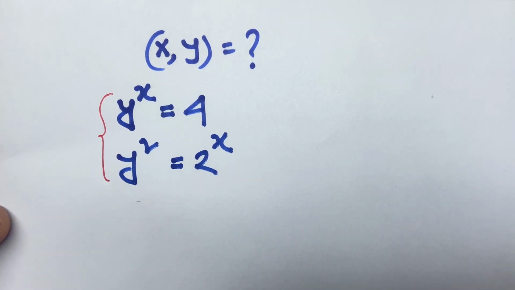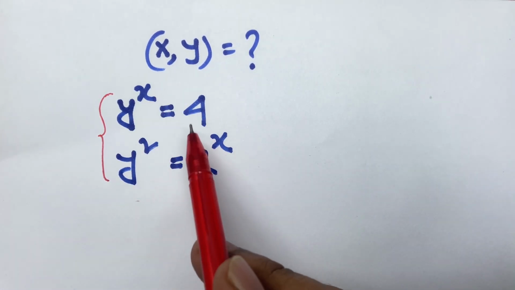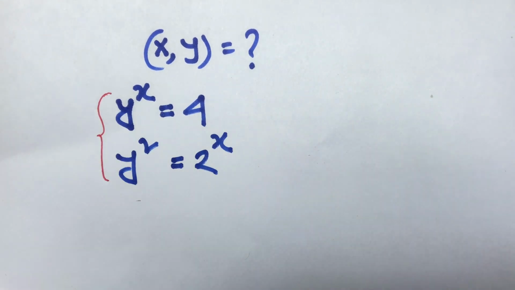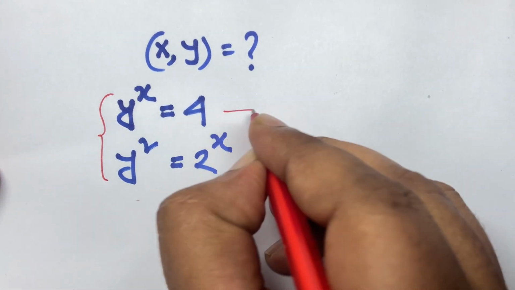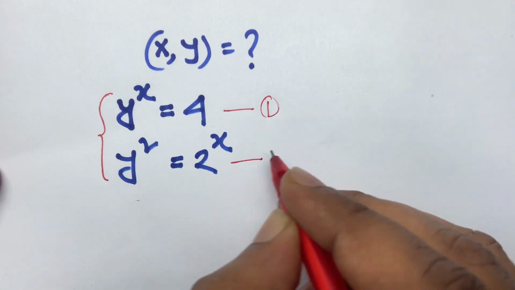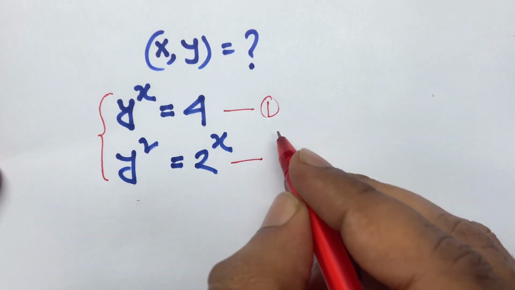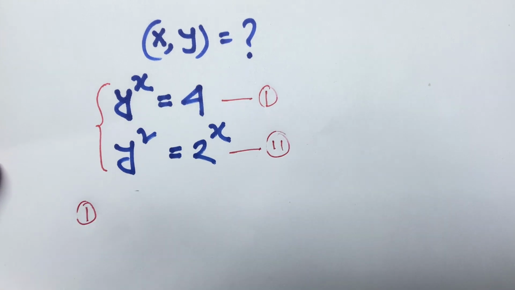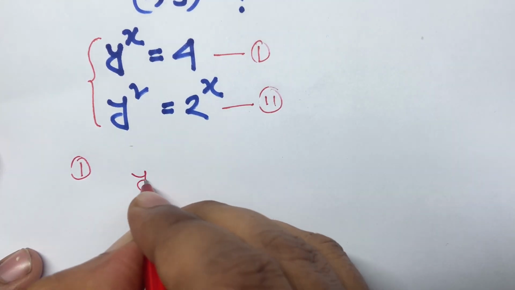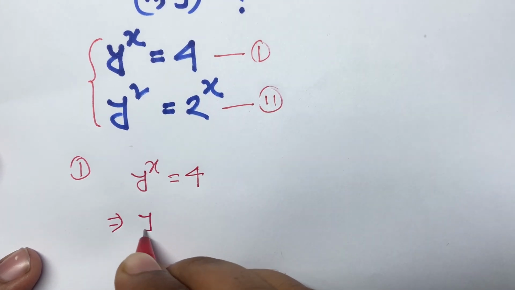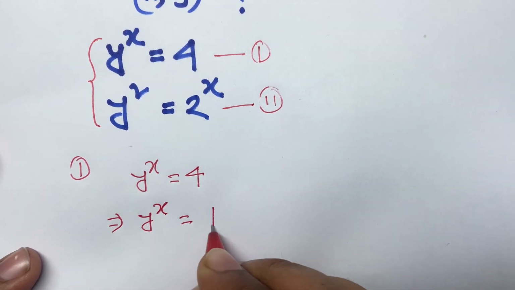Hello everyone, this question is y to the power x equal to 4 and y squared is equal to 2 to the power x. Find out what is the value of x and y. So the first equation is y to the power x equal to 4, and the second equation is y squared is equal to 2 to the power x.